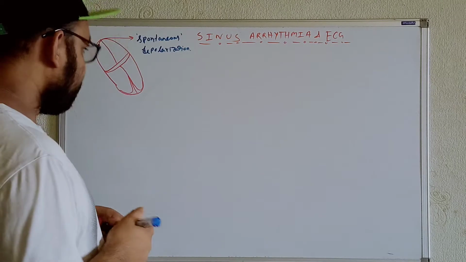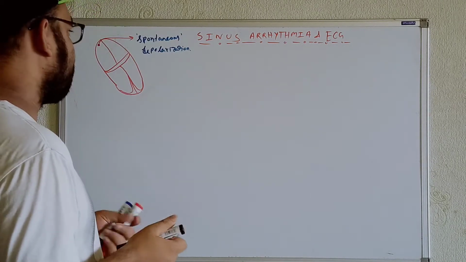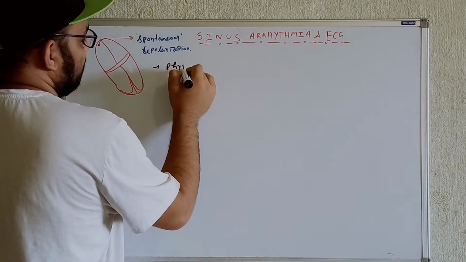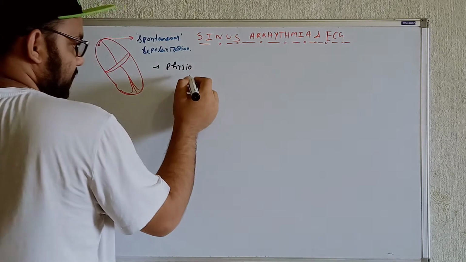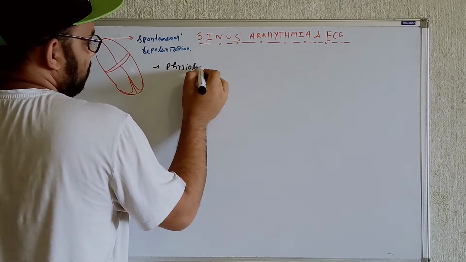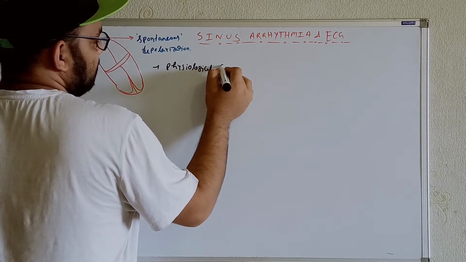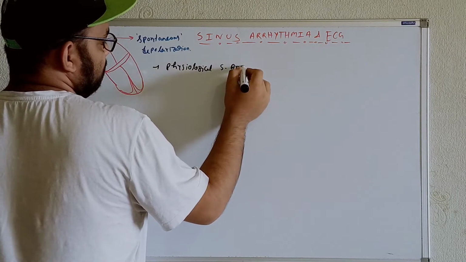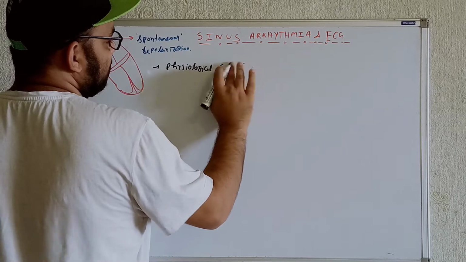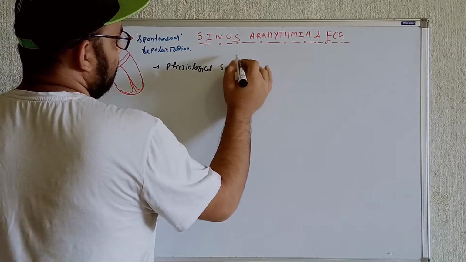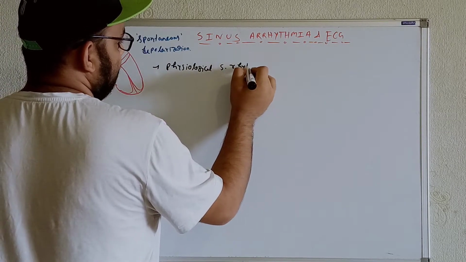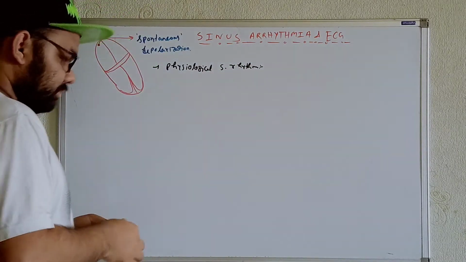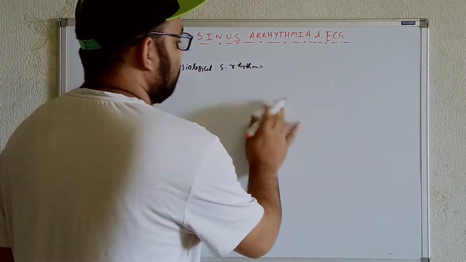Now first we'll talk about the normal physiological sinus rhythm. First we'll talk about the physiological, then we'll go step by step into different kinds of pathological aspects. So, physiological sinus arrhythmia. Physiological sinus rhythm, normally, write it over here. Now for this, I have to draw the heart over here.